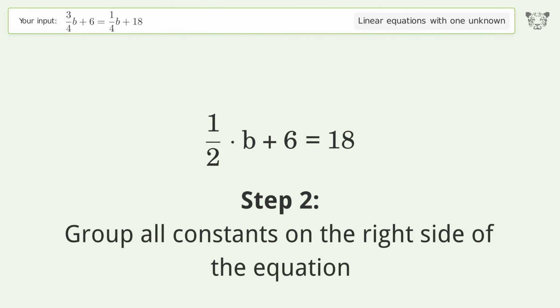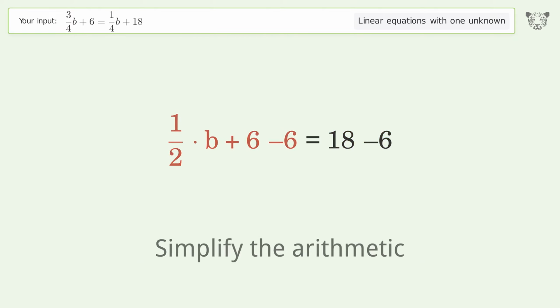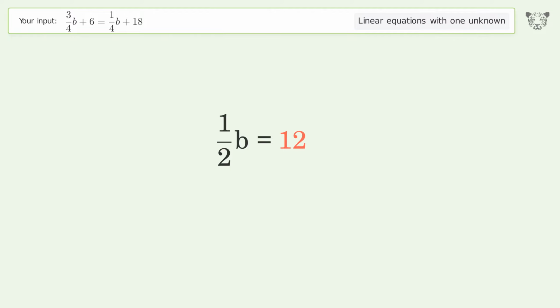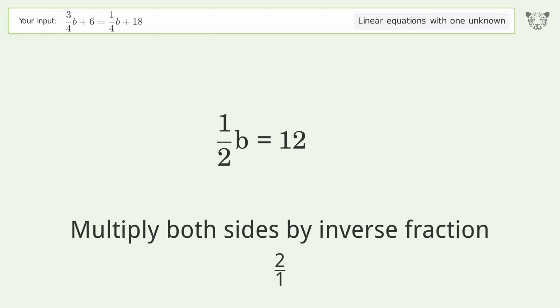Group all constants on the right side of the equation. Subtract 6 from both sides. Simplify the arithmetic. Isolate the m. Multiply both sides by inverse fraction 2 over 1.